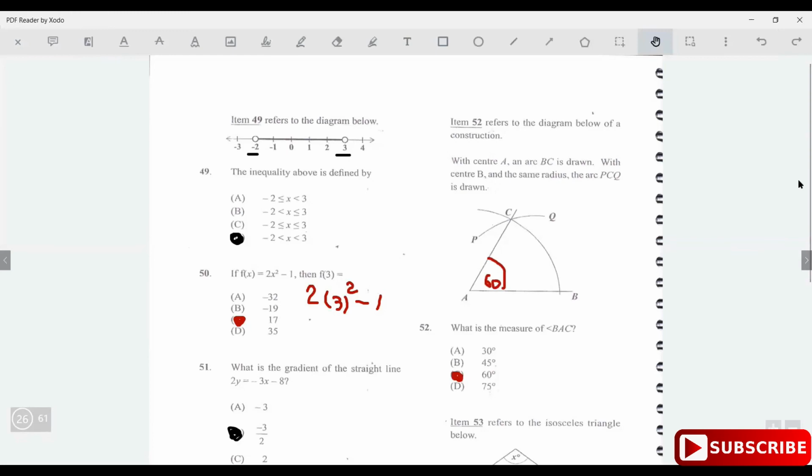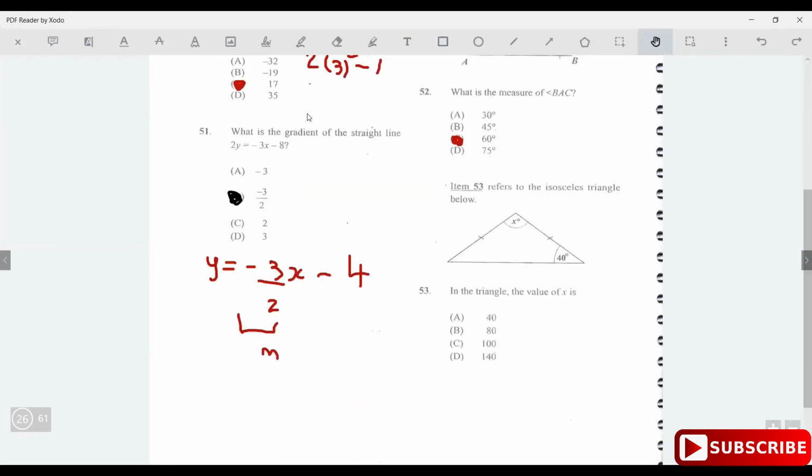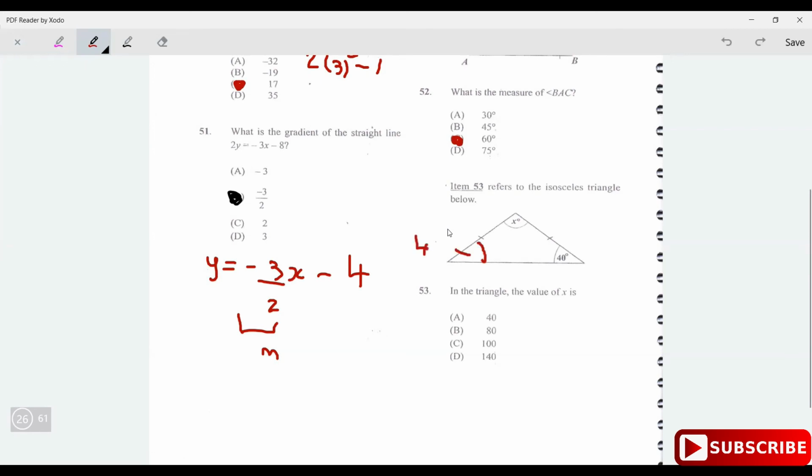Question 53. In the triangle above, what is angle X? To find angle X, first we know that since this is an isosceles, this angle is 40. Then angles in a triangle sum to 180. So angle X is 100 degrees to make it sum to 180. Angle X is 100 because angles in a triangle sum to 180. Nice.